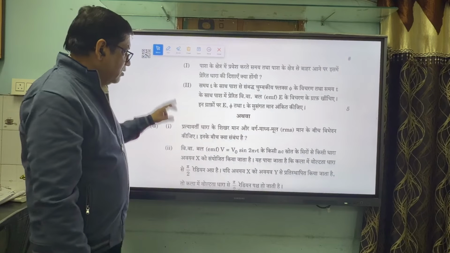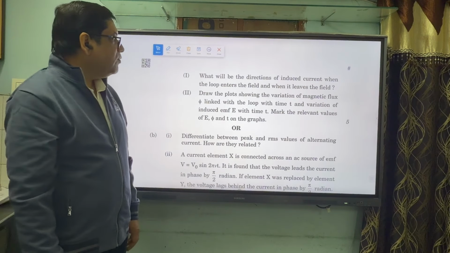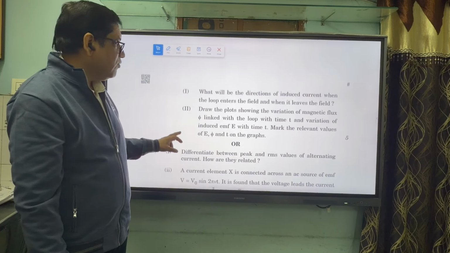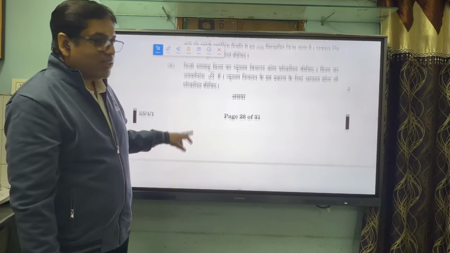Now, let us see what they have asked in the question. First part, what will be the induced EMF? Then the direction of induced current when the loop enters and leaves the field. They have asked for the direction of the induced current.